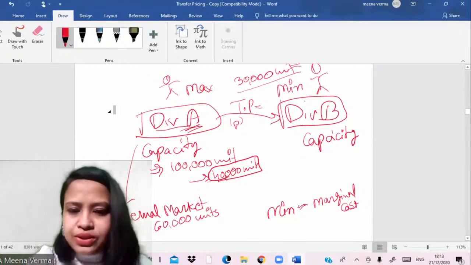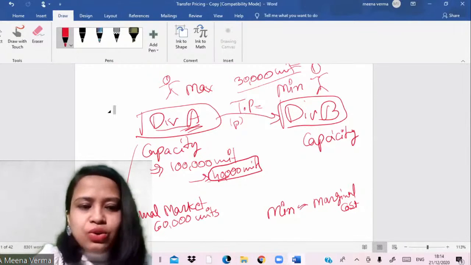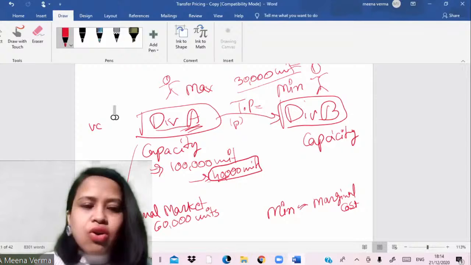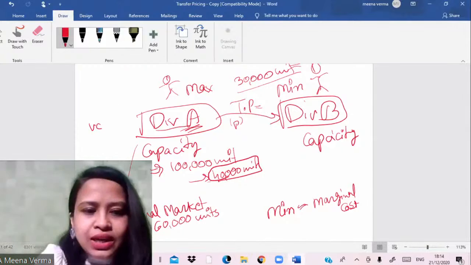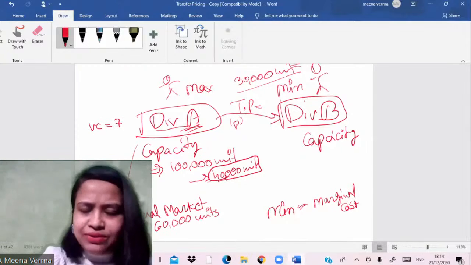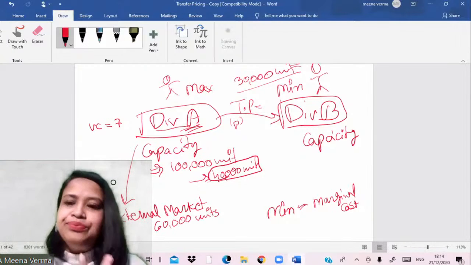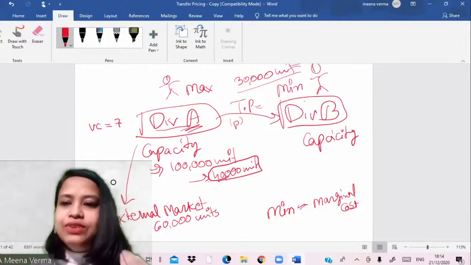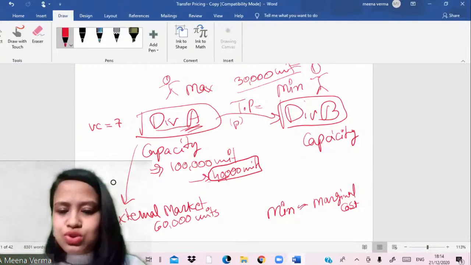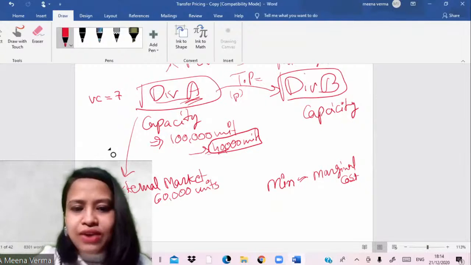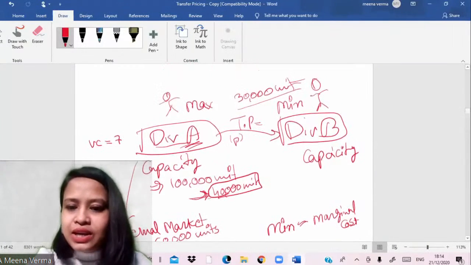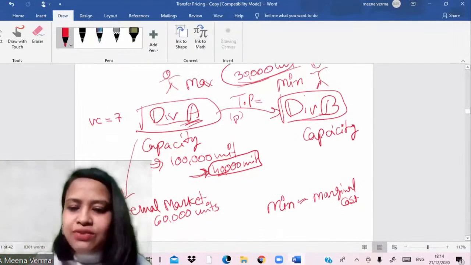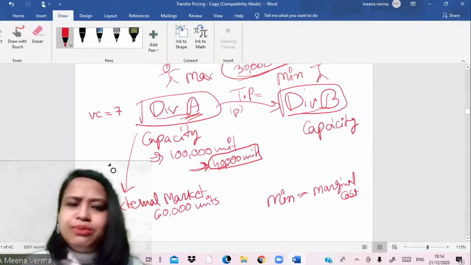We're talking about this product P, and we know the variable cost or the marginal cost for the production of product P is, for example, ₹7. In such a case, it is good to recover even the marginal cost if you have unused capacity. We have 40,000 unused capacity, and division B is demanding 30,000 units. So for that we can quote, at least we want to recover the marginal cost.